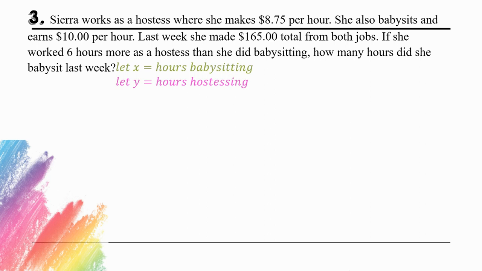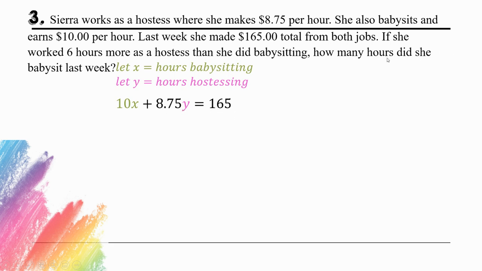So to translate the first two sentences into an equation would be 10x plus 8.75y equals 165, because she earns $10 per hour babysitting and X is the hours babysitting, 10 times X, plus 8.75 per hour hostessing. Y is the number of hours hostessing. That would give us her total.